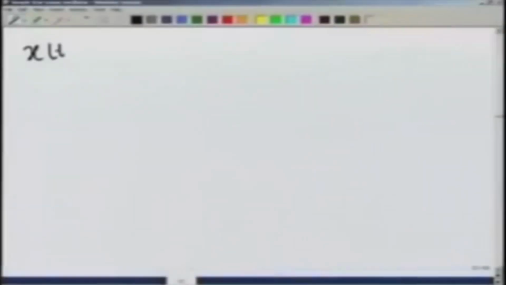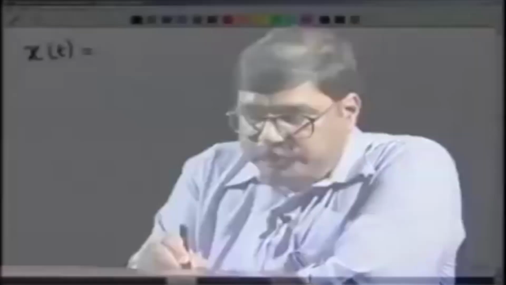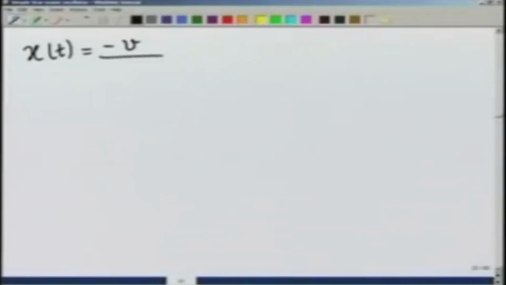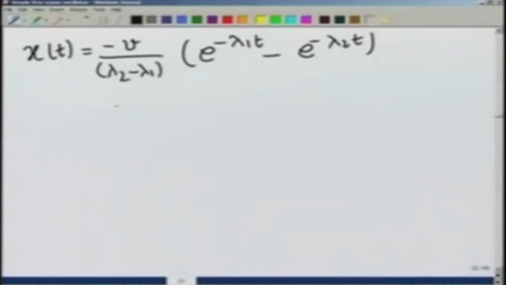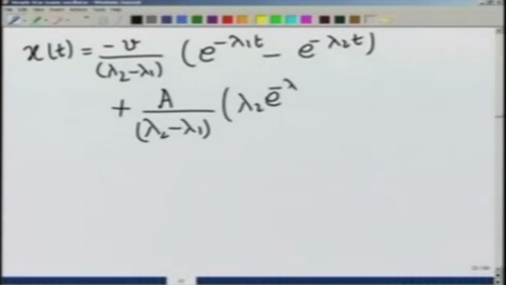x(t) in this case, when I have taken the block out and then pushed it in with a velocity, comes out to be minus v, minus because I am pushing it in, divided by lambda 2 minus lambda 1, times (e raised to minus lambda 1 t minus e raised to minus lambda 2 t), plus a over lambda 2 minus lambda 1, times (lambda 2 e raised to minus lambda 1 t minus lambda 1 e raised to minus lambda 2 t).